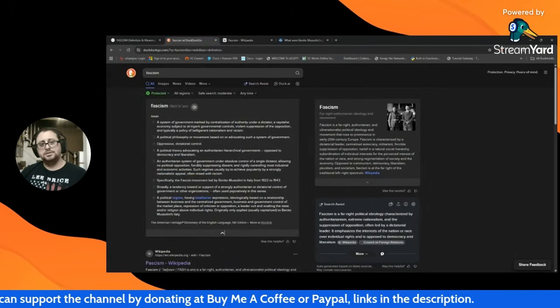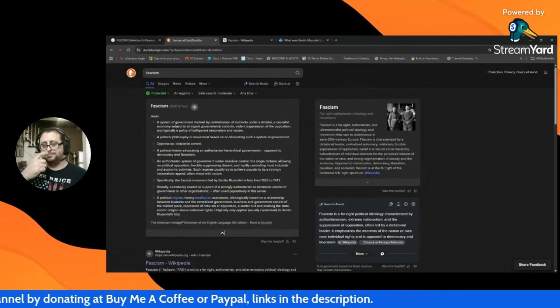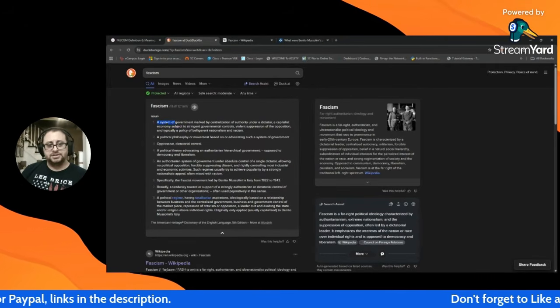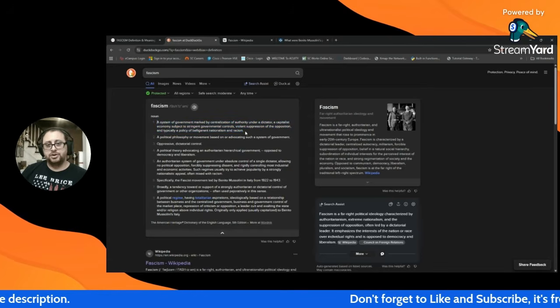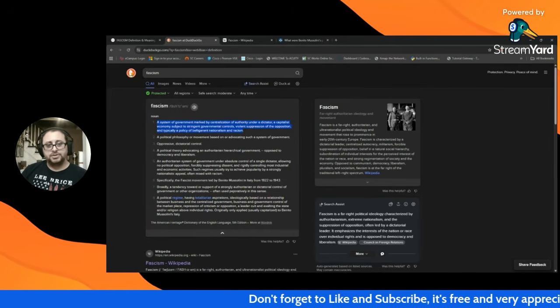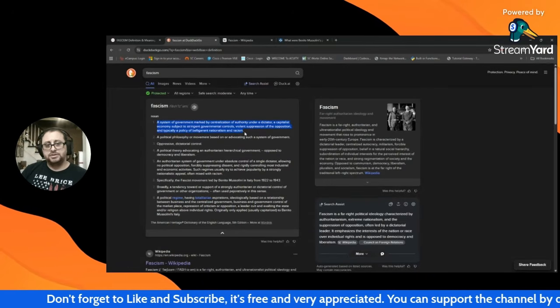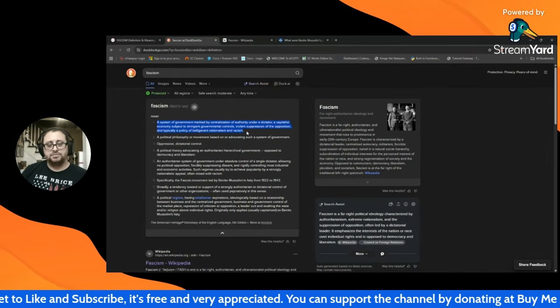If you just look at, I use DuckDuckGo, but this is the Google AI response. It simply says, a system of government marked by centralization of authority under a dictator, a capitalist economy subject to stringent government controls, violent suppression of the opposition, and typically a policy of belligerent nationalism and racism.